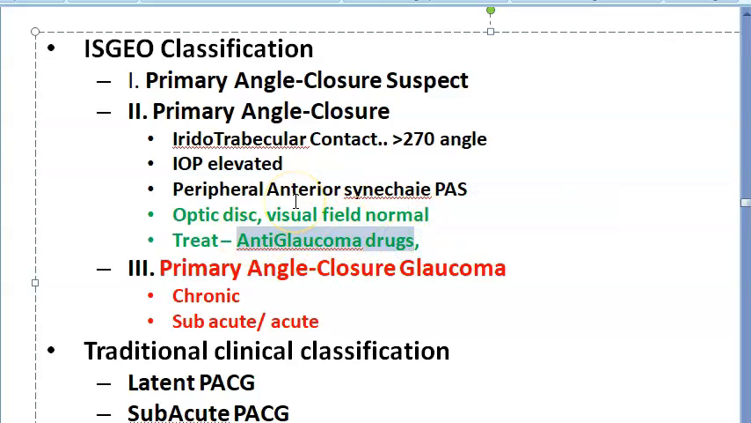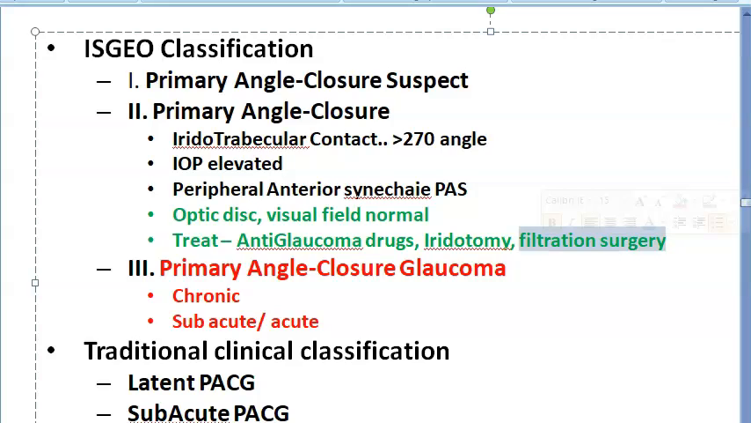In the other eye, you can always prophylactically do iridotomy, even before attending to the affected eye. So you can do iridotomy in the normal eye and in the affected eye, after the corneal edema comes down. So both eyes you can do. Then, if this doesn't work, they have filtration surgery, that's nothing but trabeculectomy, guys.